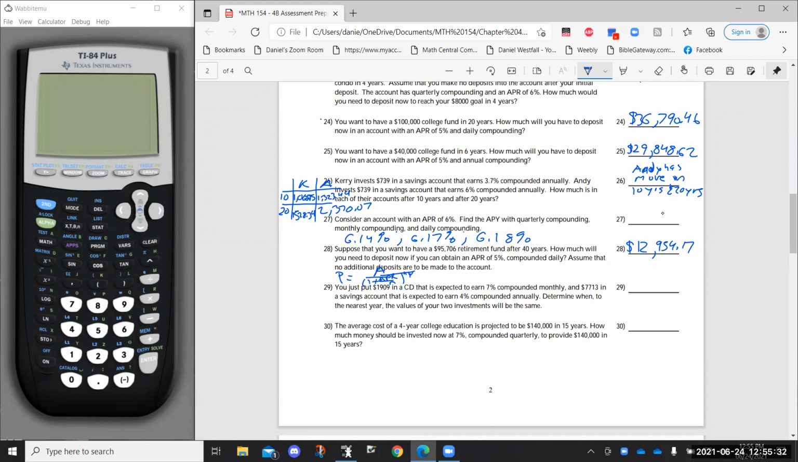Number 29 asked me for the amount of time. We're solving for Y is our unknown here. To determine when, to the nearest year, the values of the two investments will be the same. Well, this is like the problem that I did before with the two lines that intersect type thing. I can put the two formulas into my calculator and see their point of intersection. So I did that, and I found that Y was about 45.668, which means that it's approximately 46 years.